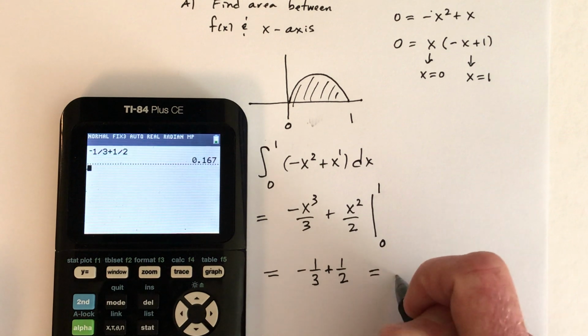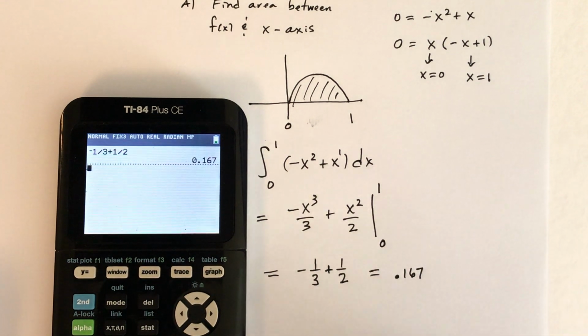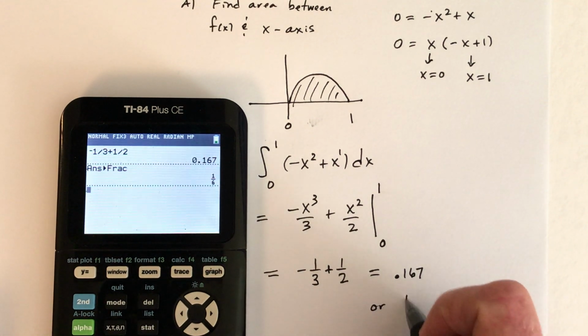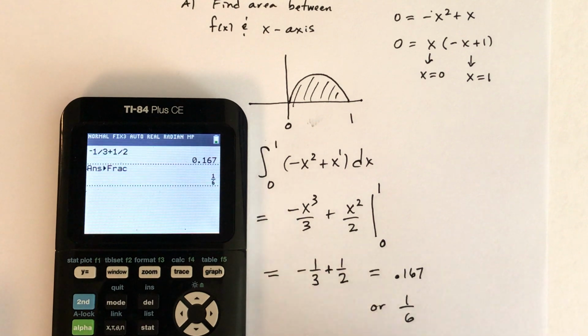So first of all, that would be a negative 1/3 and then plus a half. So that equals 0.167. Or if you want to look even smarter, then change it to a fraction, or 1/6.